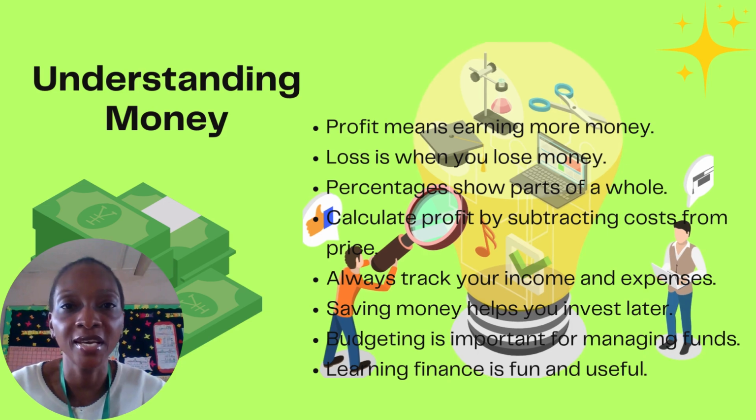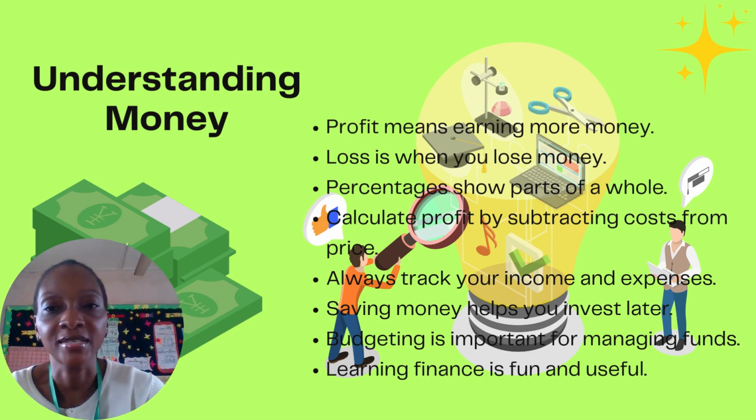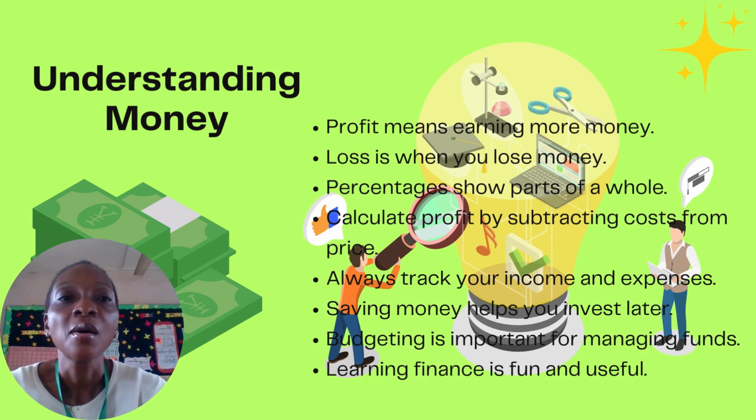Now, for a quick summary of today's class. What is profit? Profit means earning more money, when you make more money in the business. Loss is when you lose money. Percentages show parts of a whole. You calculate profit by subtracting cost from price. Now you can always track your income and expenses by having a proper record of them. Always make sure every expense you make and every income that you realize, you have a proper record for them.